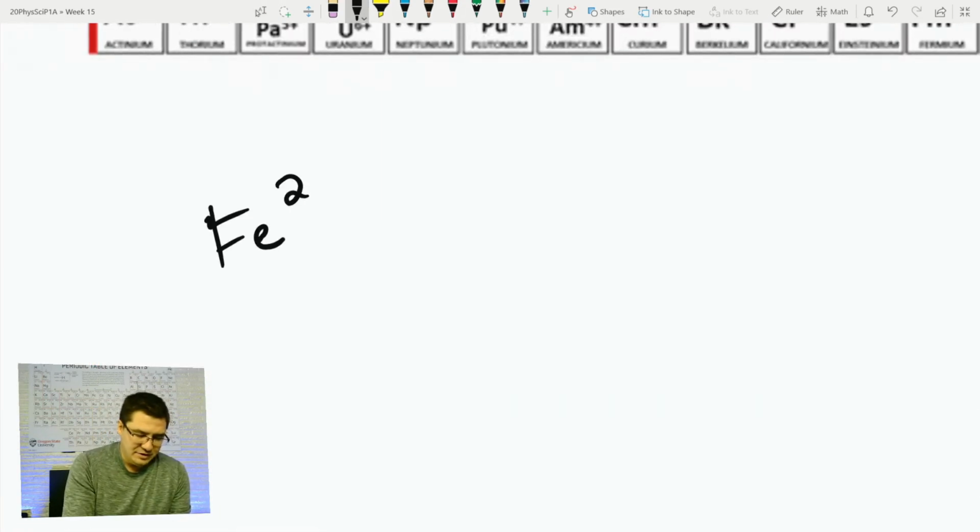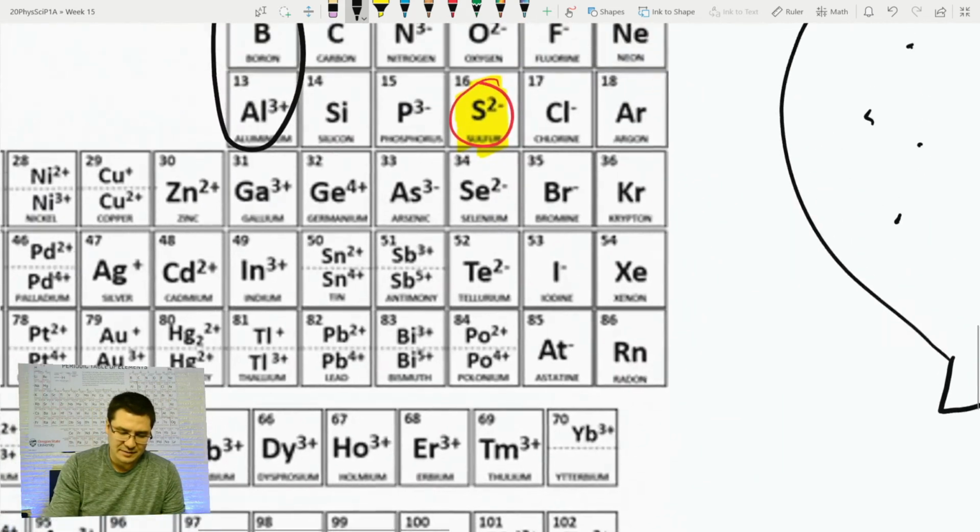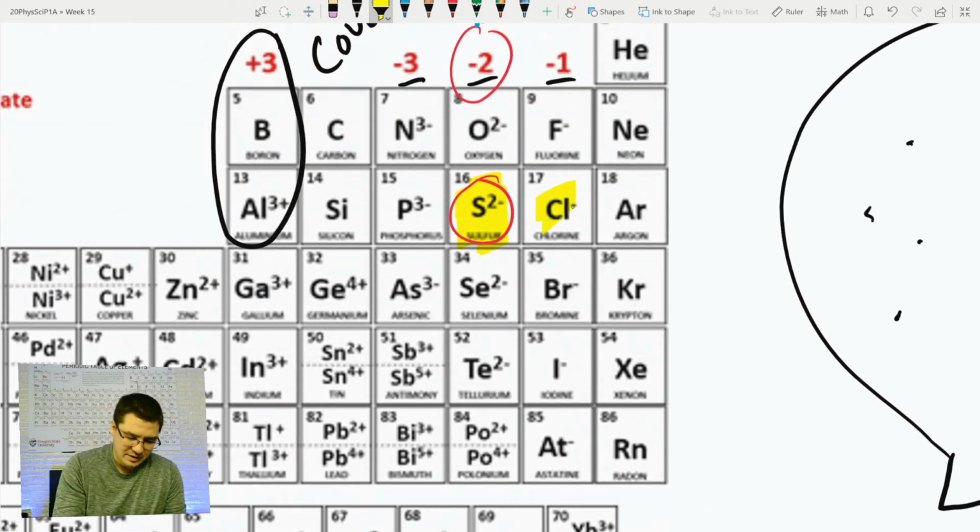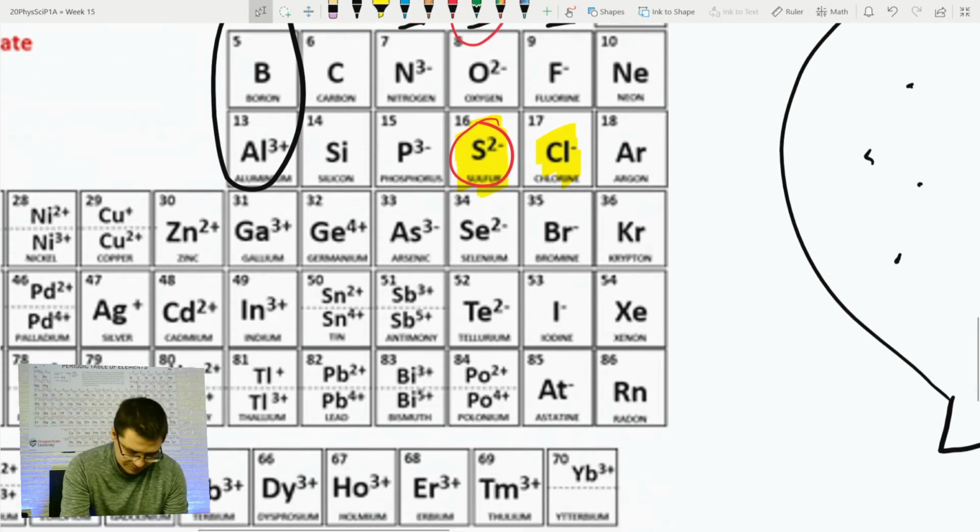Let's start with iron 2+. Well, if it bonds to chlorine, and chlorine, right, I can go look it up. Chlorine is in that 1-, likes to gain 1 electron.